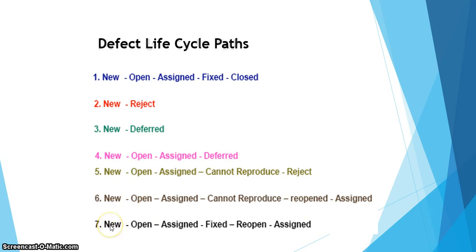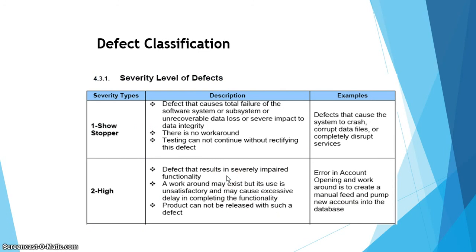Now the last part of this is point number 7, which is a defect opened in new status. It has been accepted and converted to open. Thereafter it has become assigned to a developer. Then it has been fixed by the developer. However, the tester has retested it and there is an issue still, therefore it's reopened and goes back to assigned and follows the entire process again. Okay, that was the defect lifecycle path we looked at.